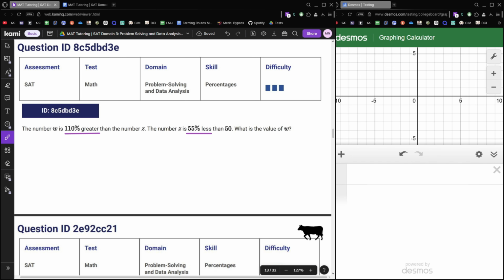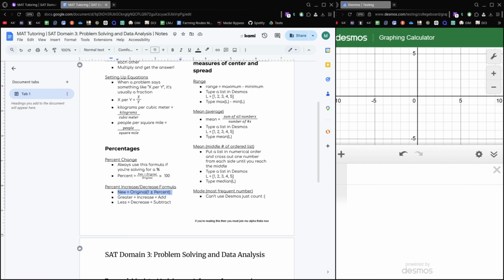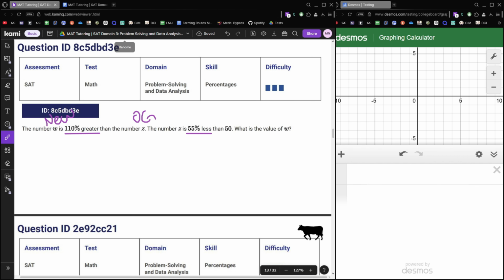So real quick, let's set up all of our equations with our percent increase and percent decrease with our numbers, or technically I guess our letters. First up, we know that for our percent increase formula, w is going to be the new value because it's always before the percent, and then z would be the original. New is equal to original, so w is equal to z times 1 plus 110%, so that would just be, once again, 110 divided by 100.